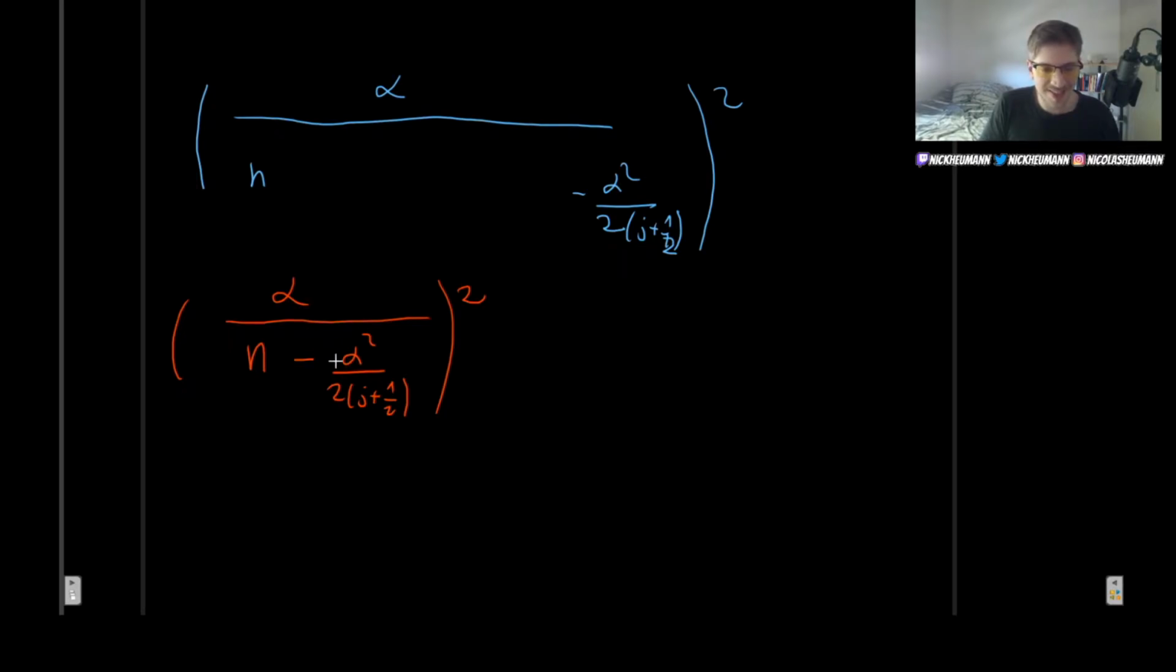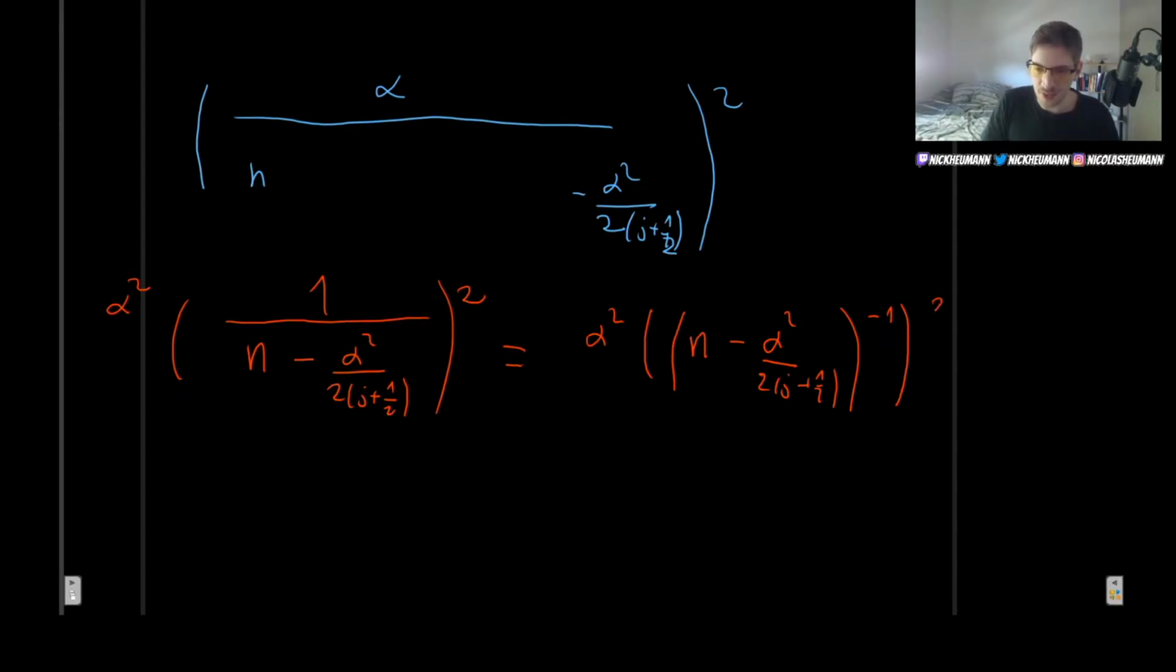Okay, so what exactly do we have here? So maybe let's take the alpha outside, right? So we can take alpha and put it here, alpha squared. We took it out of this bracket. And now we have 1 over this thing. So basically, we now have alpha squared times n minus alpha squared divided by 2j plus 1/2, and all of this squared. Oh, and sorry, this is to the minus 1 power and then squared. So this is to the minus 1 power and then squared.